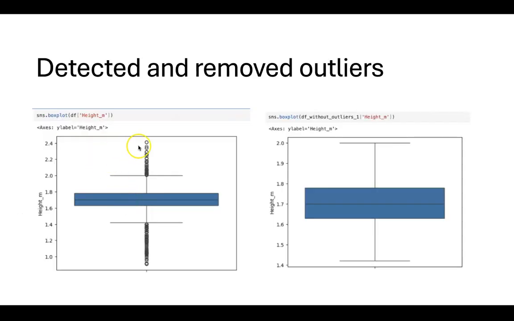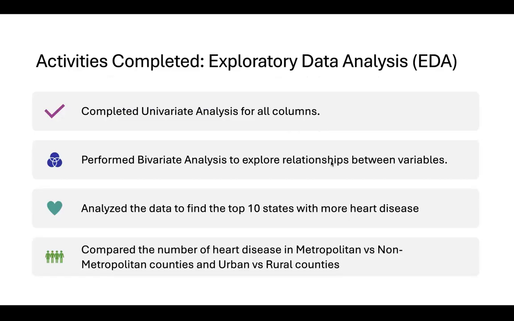So here this is the box plot for height. You can see there are a lot of outliers, and after removing them, the box plot is clean and neat. So next, Pisa will continue. Hello. So till now, we have completed this activity.